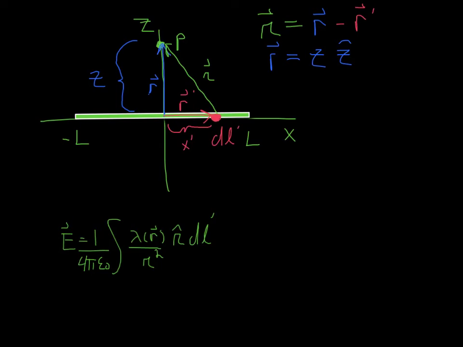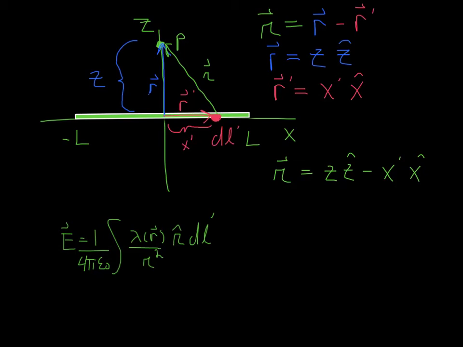Likewise, the R prime vector is going to be equal to x prime x hat. And therefore, our generic script vector is going to be equal to z hat minus x prime x hat.